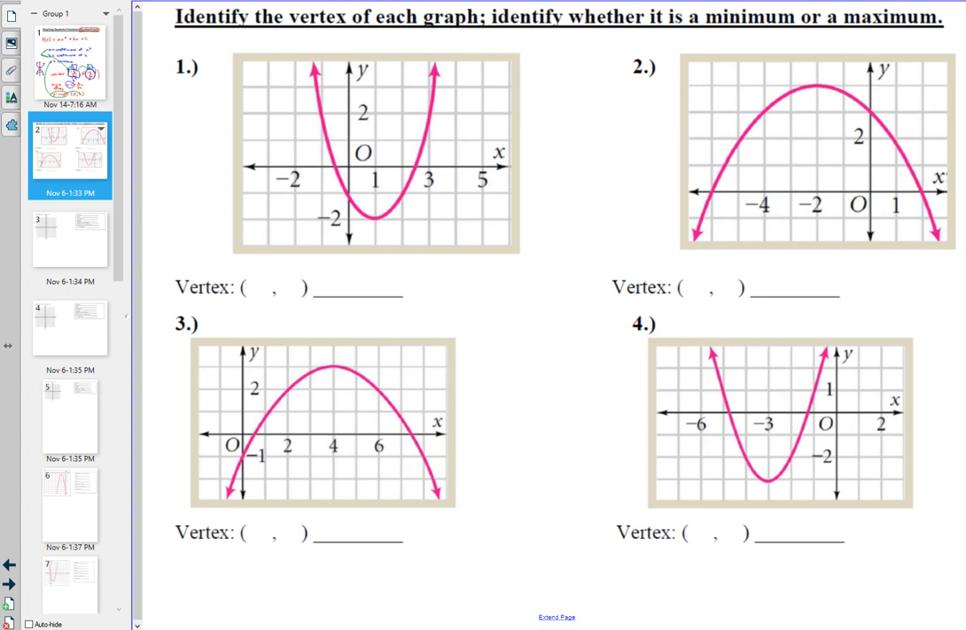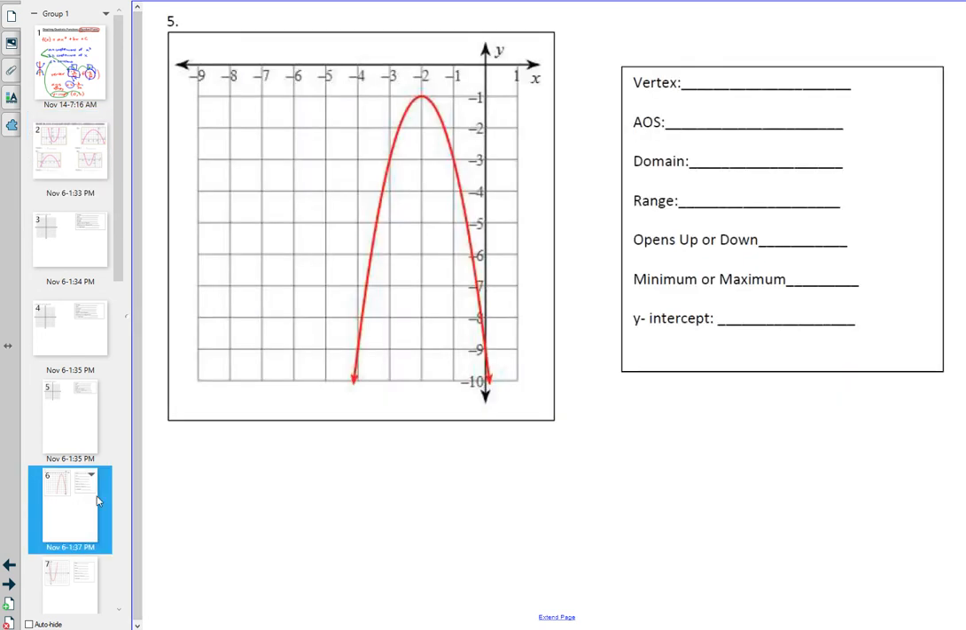You know what? I found some better ones than this. I'm going to skip this first page and skip to this example here. It should be the fifth example.